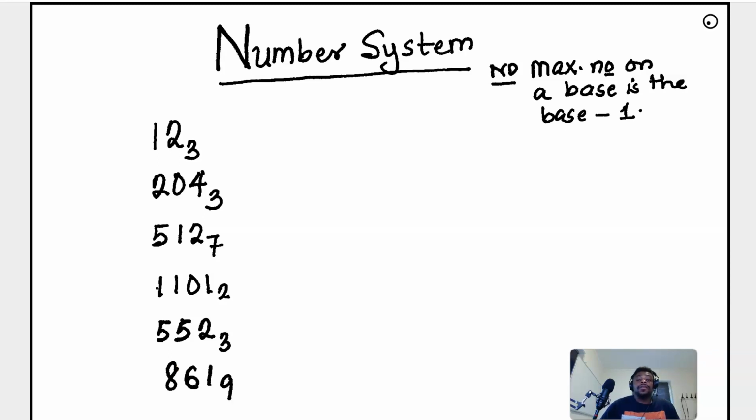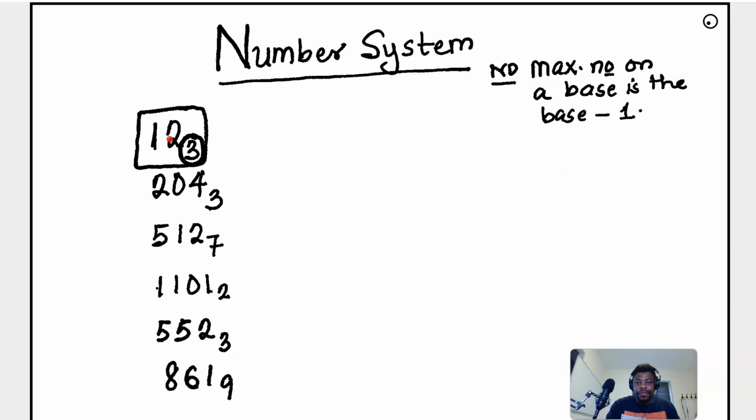Now, I want to show you the application. The first thing you need to consider, let's talk about 12 base 3. What is the base here? The base is 3. Remember, the highest number that you need to have on base 3 is what? 2. So, none of these numbers should be greater than 2.